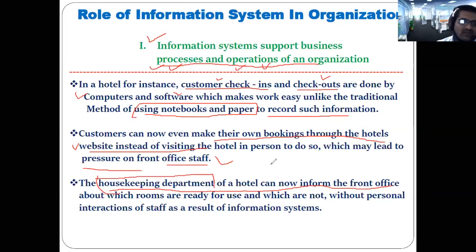Yes. Housekeeping means what? What do you mean by the housekeeping department of a hotel? Yes, Mayur. Housekeeping department means what? The cleaning of the hotel, and so on.